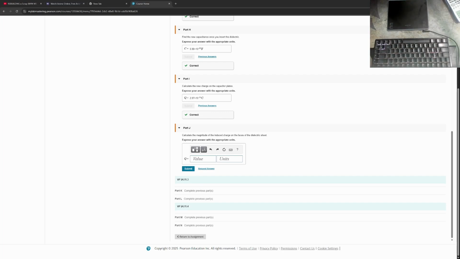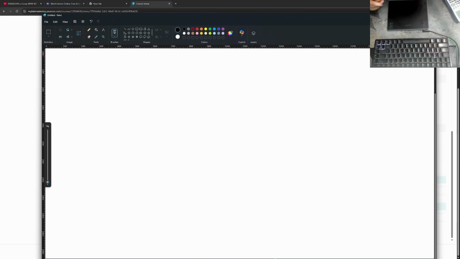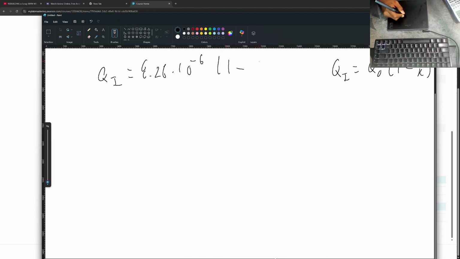So we have the induced charge is equal to the initial charge times 1 minus 1 over the dielectric constant. So our induced charge is equal to our initial charge times 1 minus 1 over our dielectric constant. We can write this as our induced charge is equal to 8.26 times 10 to the power of negative 6 times 1 minus 1 over 2.5.